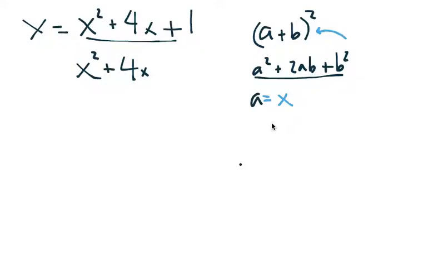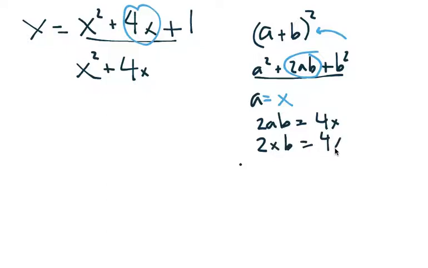So we know that 2ab is equal to 4x, right? Because that's what this middle term is right here, and that's what this middle term is right here. So we know what a is. We know a is equal to x, right? So we have 2xb is equal to 4x. So what is b? B has to be equal to 2, right? That's the only way for this to work. So we know a is x, and we know that b is 2.